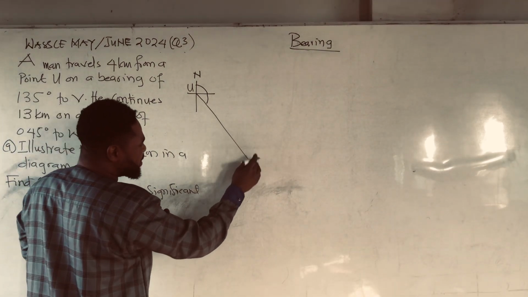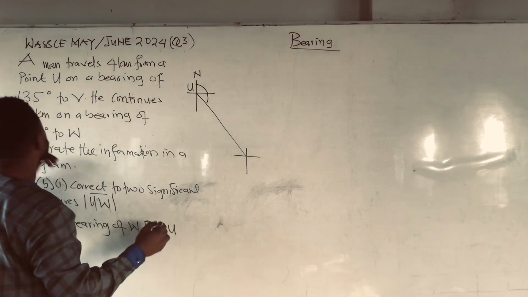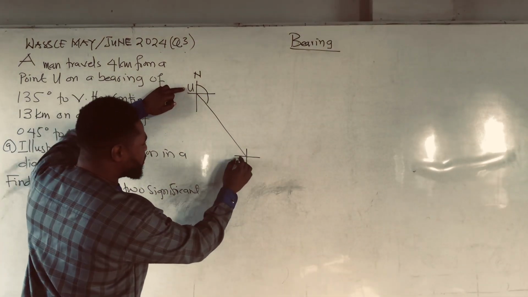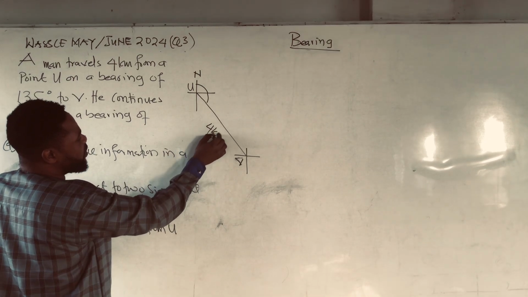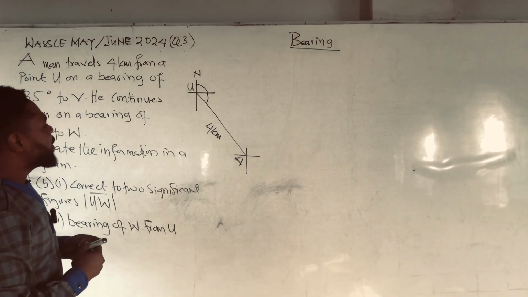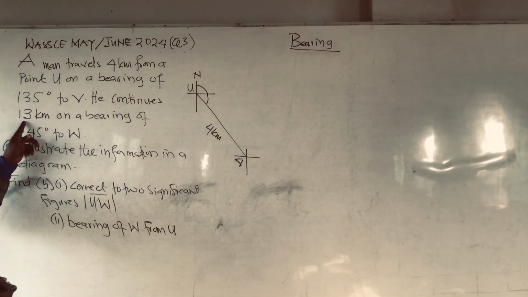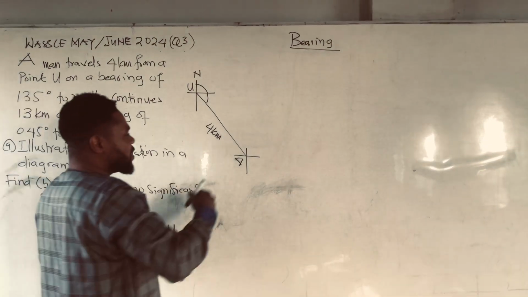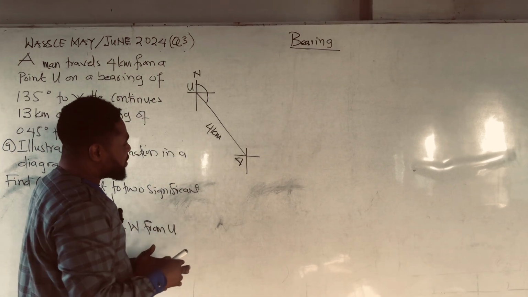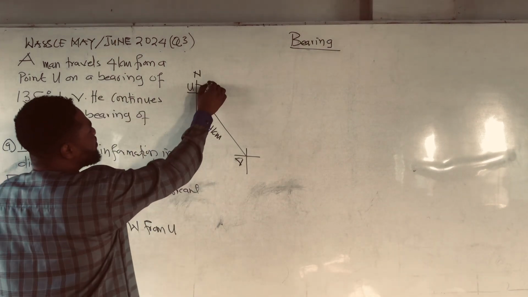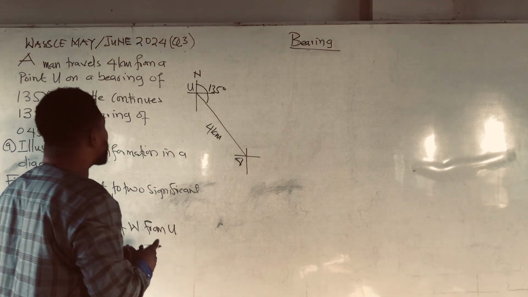Don't forget that these lines matter. Why are we saying that? Because from U to V, we have been told that the distance is 4 kilometers, and the other distance is 13 kilometers, as we can see here. Therefore, the other line has to be longer than the 4. So the bearing that we take here is 135 degrees.